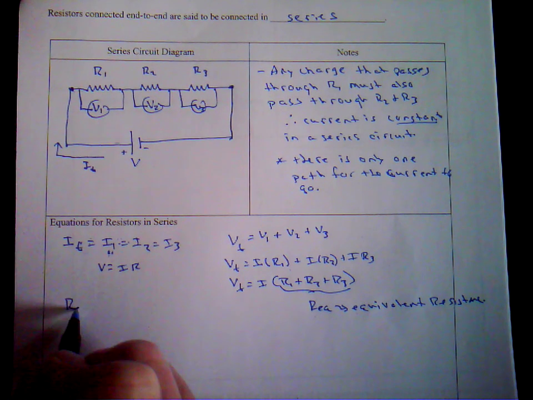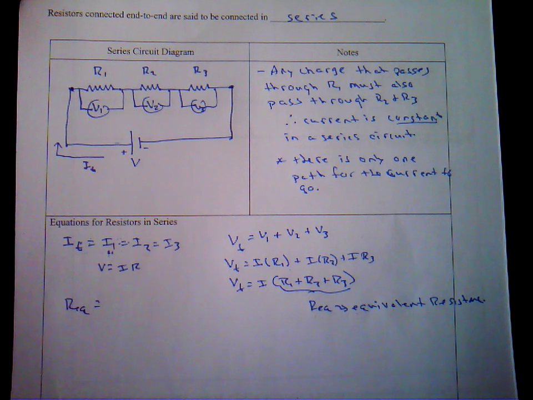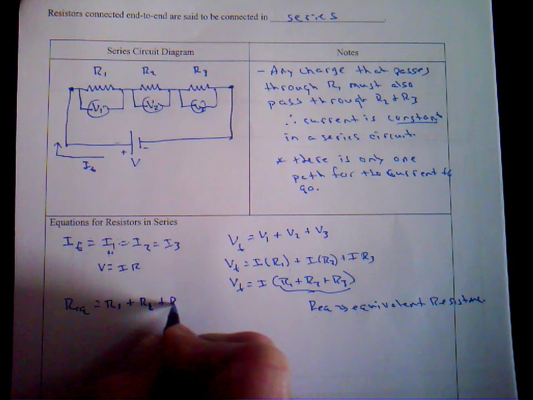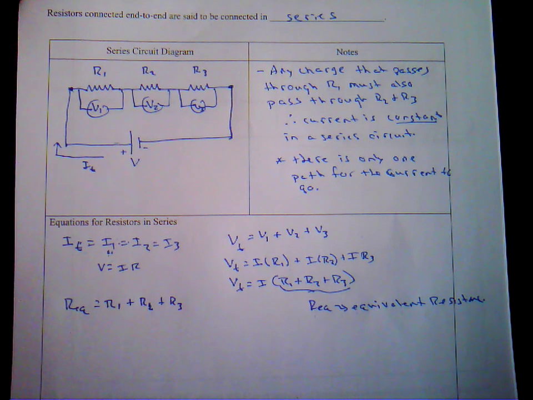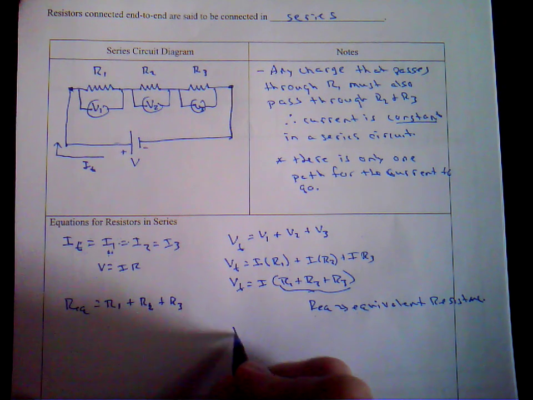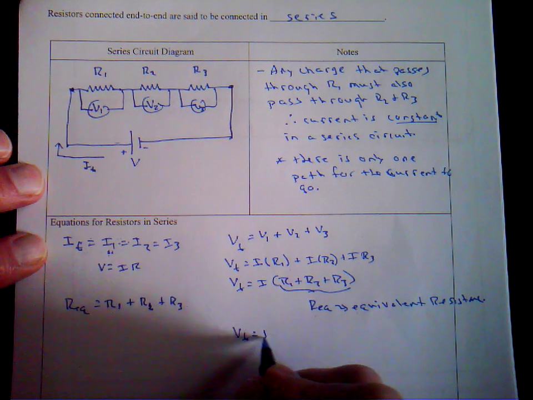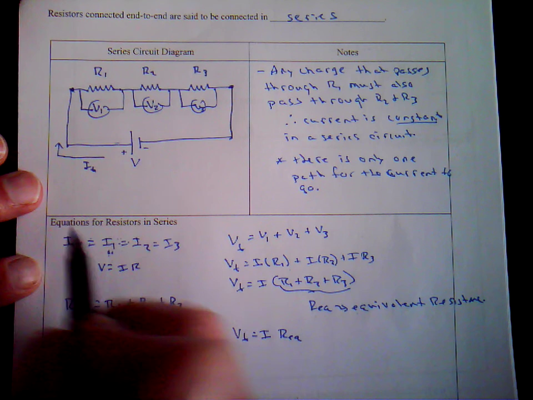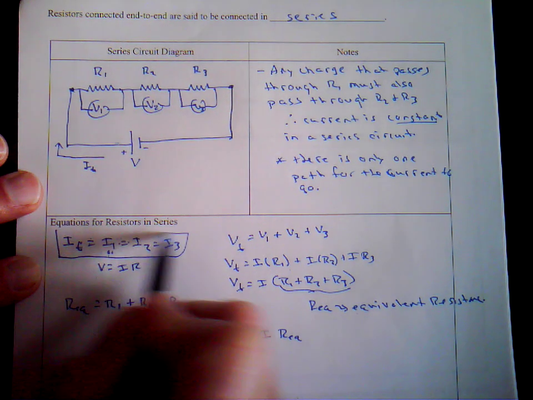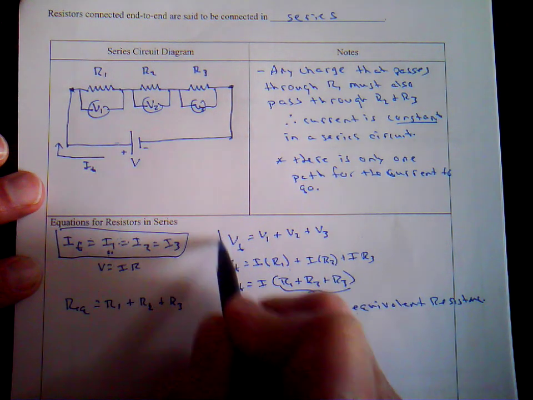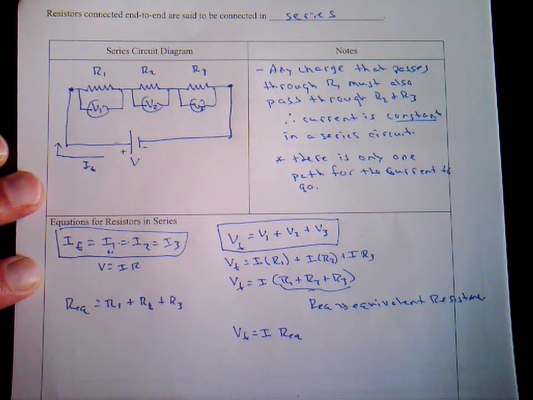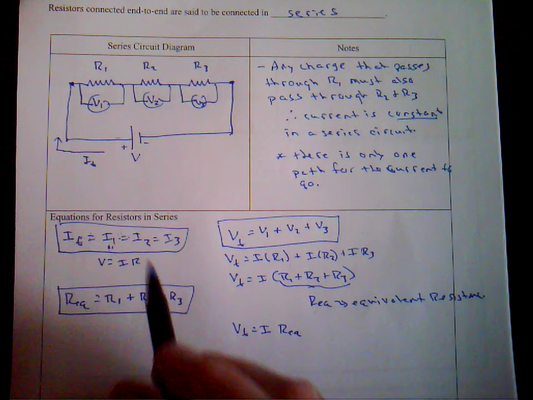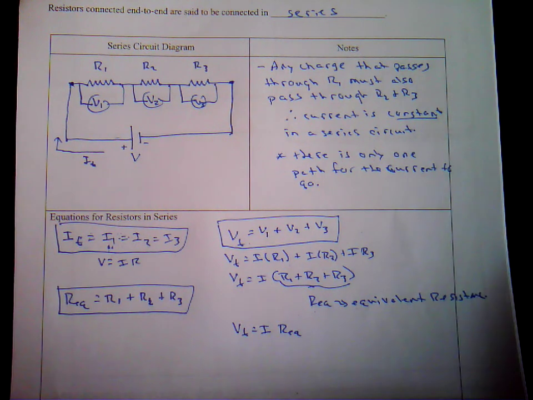So then, the equivalent resistance for series circuits is R1 plus R2 plus R3. And the total voltage is I times the equivalent resistance. So for a series circuit, we have these 3 main equations. Currents are equal. The voltage is summative. And the resistors are summative. Those are the 3 equations that relate resistors in series.